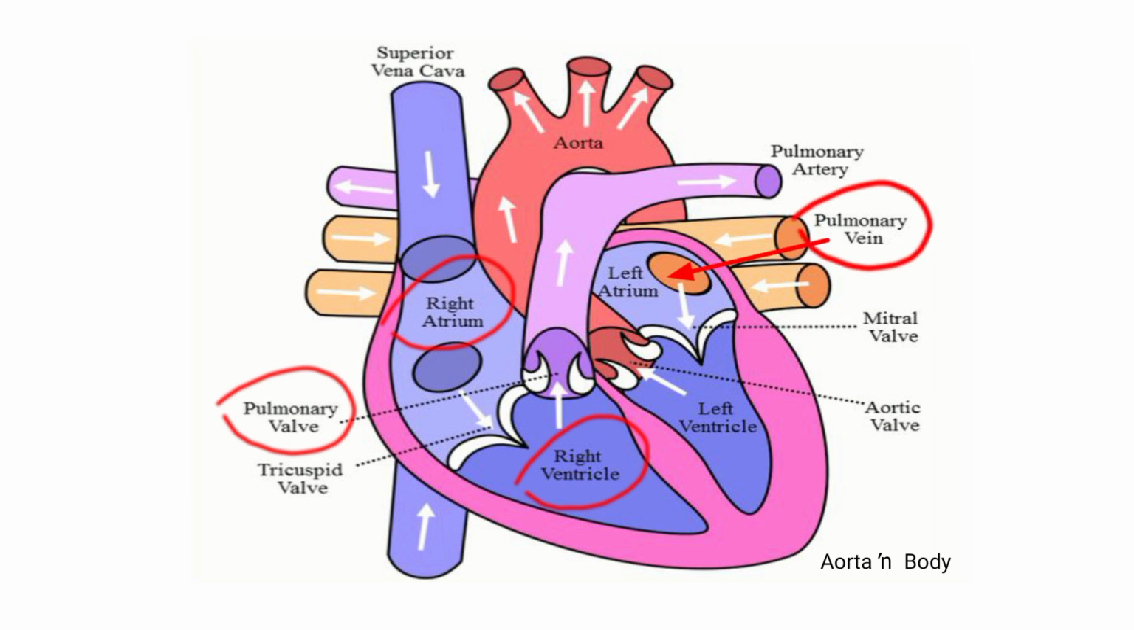5. The oxygenated blood then returns to the heart via the pulmonary veins into the left atrium. 6. From the left atrium, blood flows through the mitral valve into the left ventricle.